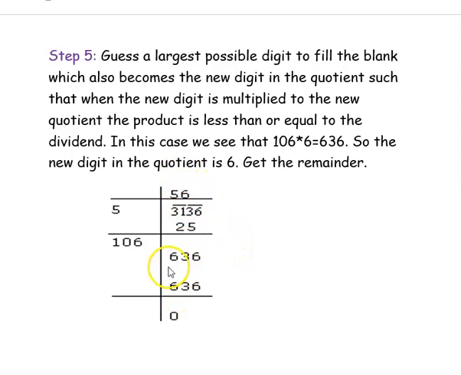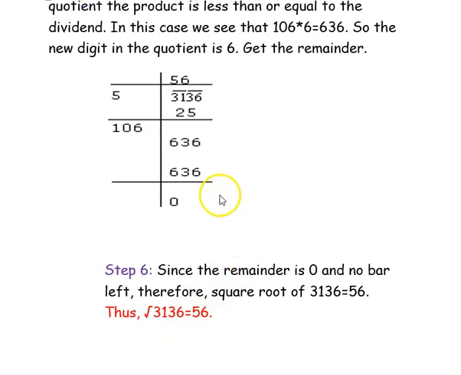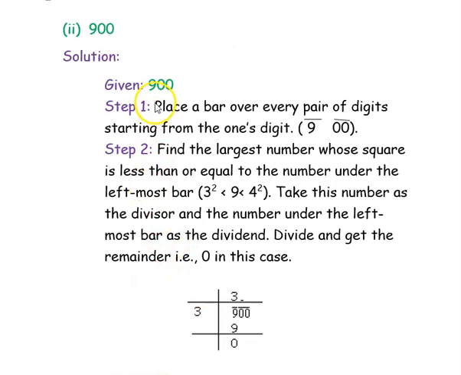Now you want to subtract and get the remainder. If you subtract 636 minus 636, you will get the remainder as 0. So the next step, since the remainder is 0 and there is no bar left over, therefore we can stop here and we can say that the square root of 3136 is 56. The next number given is 900.